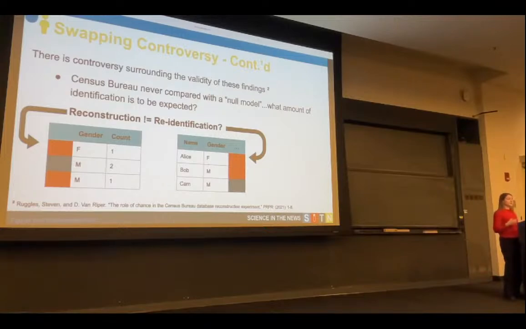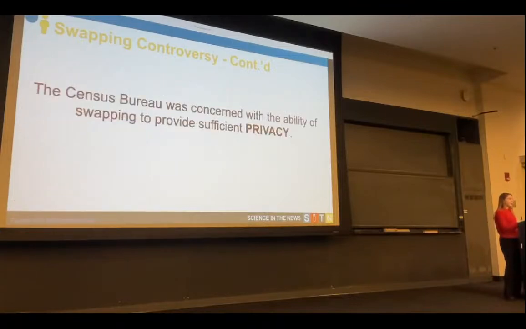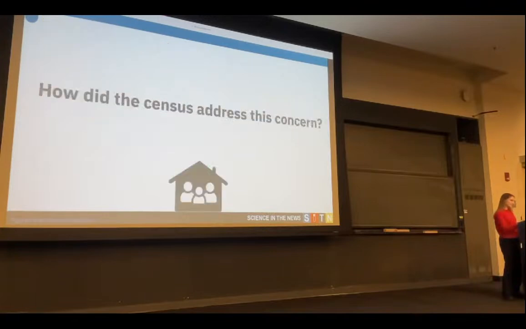And also we can raise the question of reconstruction versus re-identification. So whether it's the same thing to say that 45% of people's data was an exact match versus being able to say this is Alice's data, this is Bob's data, this is Cam's data. So there's some controversy surrounding the validity of this attack. However, given the results of it, the Census Bureau was concerned enough about their ability to provide sufficient privacy with swapping that they decided to move to a new method. And so the Census Bureau sought a new method to make data private. That's how they addressed this concern.